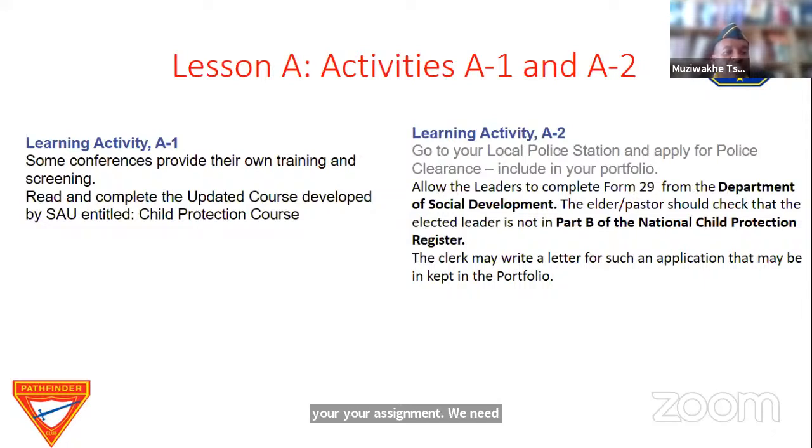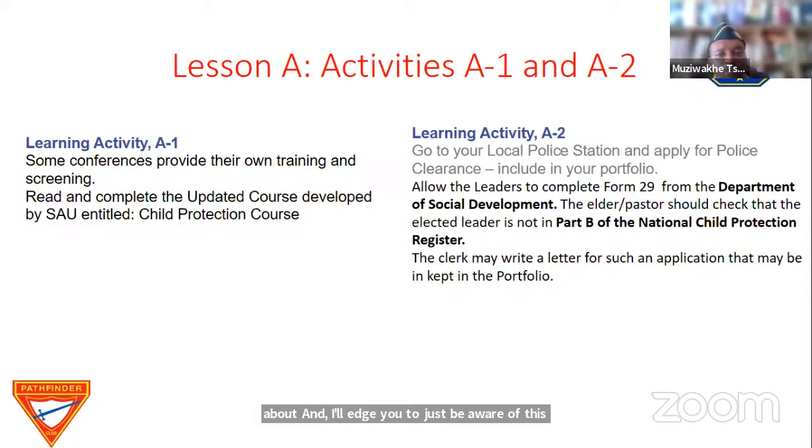We need to note that some conferences do provide their own training and screening. And I'm well aware that in this training platform, there are other leaders who may be coming from other conferences. So we need to read and complete the updated course developed by the SAU entitled Child Protection Course. All leaders in the TOC, I know that you have been provided with this material by our director, Pastor Rambau, and I urge you to just be aware of this.